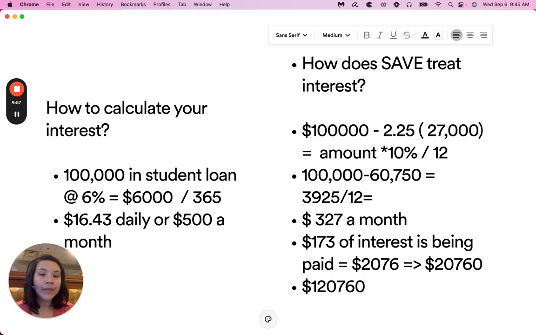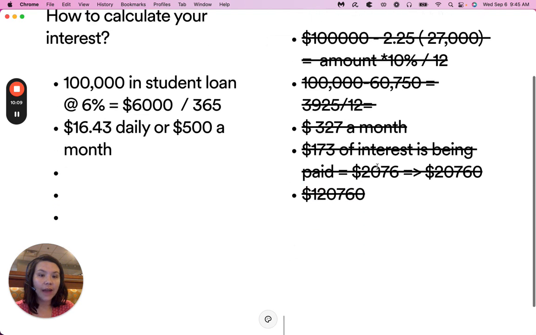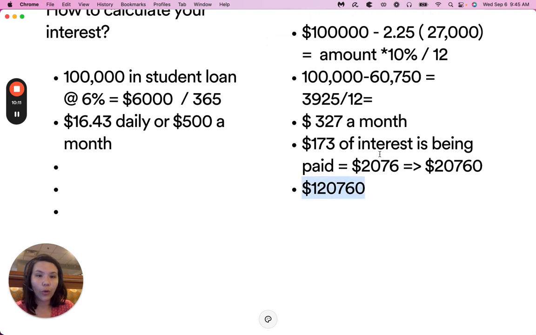Now with the SAVE program, if the government forgives this $2,076 every single year, this additional amount will no longer be added, right? So this is no longer, I almost want to strike through. This is not how it's going to be anymore. This would no longer be the case, that it's accumulating to the whole principal.